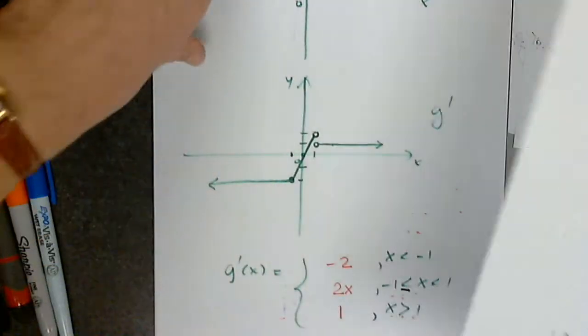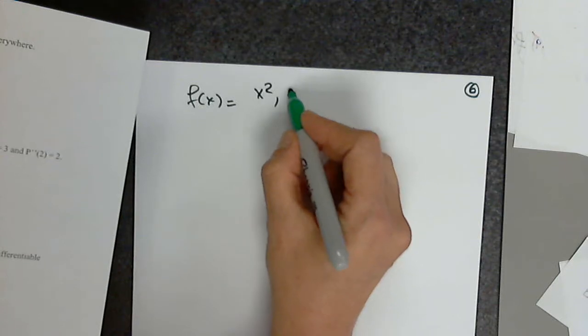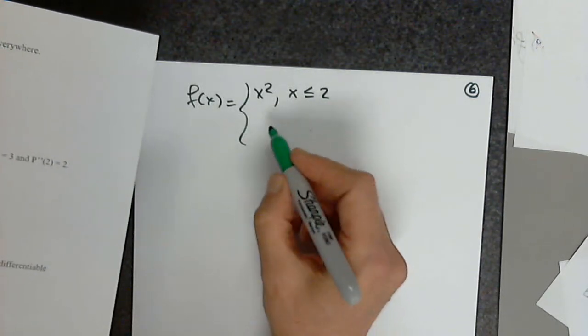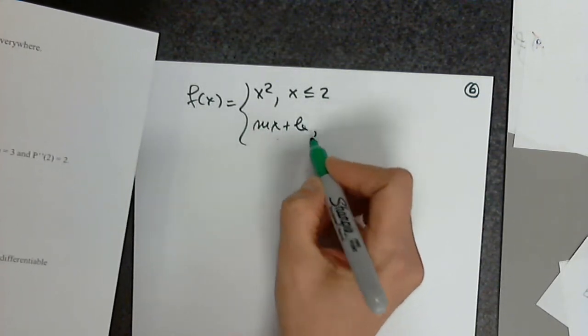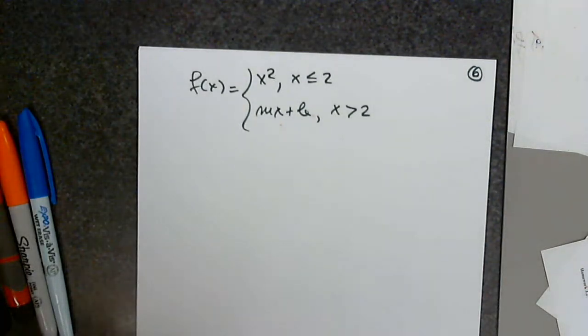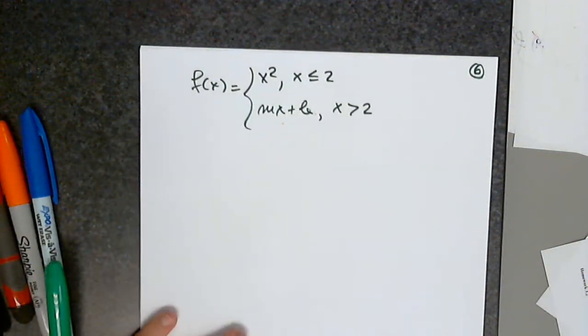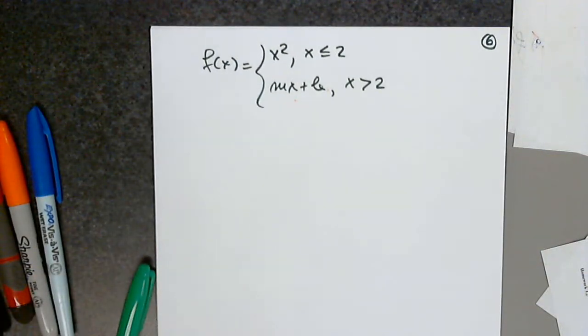The top. Very good. Well, let's continue with that. So we're given a function, which is x squared. It's a piecewise defined function, and mx plus b for x greater than 2. We are asked to find m and b that make f differentiable everywhere. Differentiable everywhere.